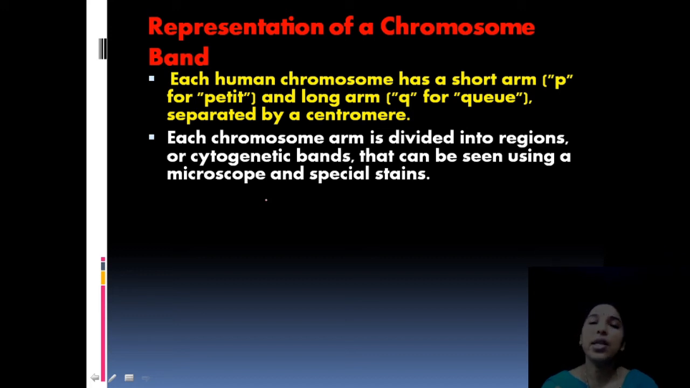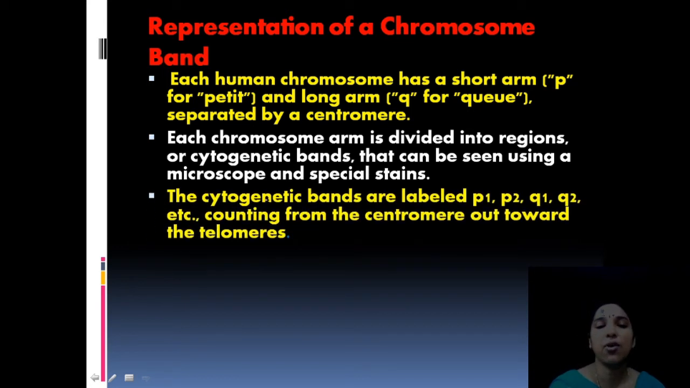Okay. Then each arm is again divided into regions or bands, and that can be observed by proper staining. Okay. Then these bands are labeled. If the bands are in the P arm, you can label them as P1, P2, P3, P4, etc. If in the Q arm, you can label them as Q1, Q2, Q3, etc., counting from the centromere towards the telomere. Okay. So, count from centromere to telomere.